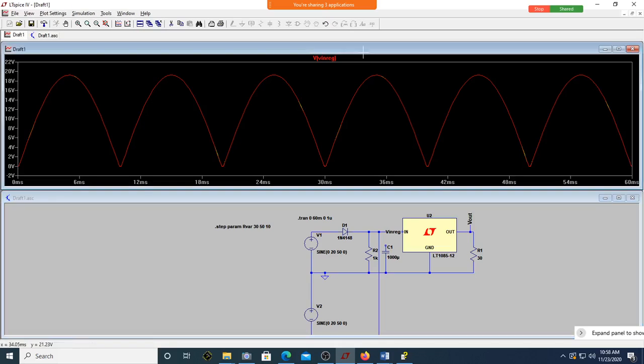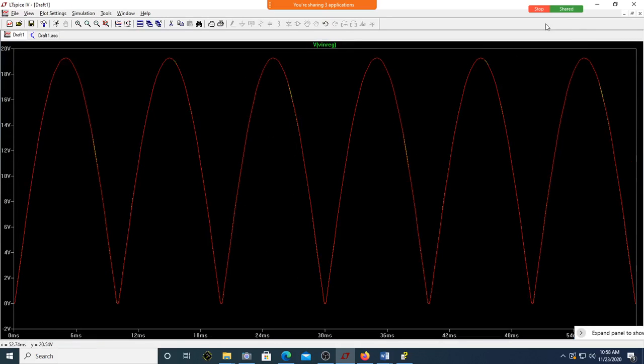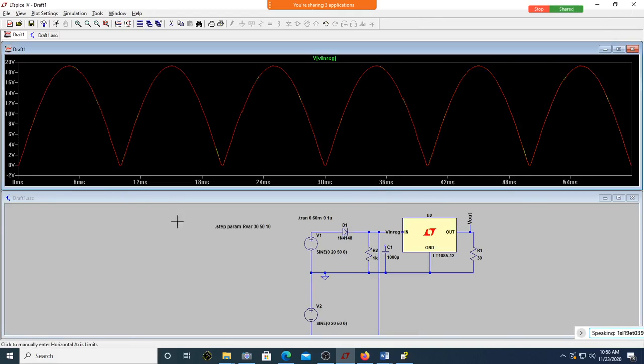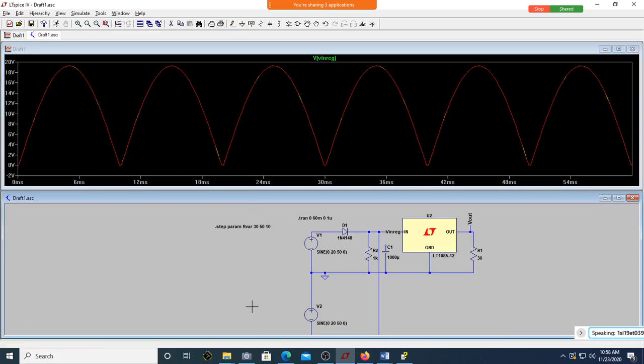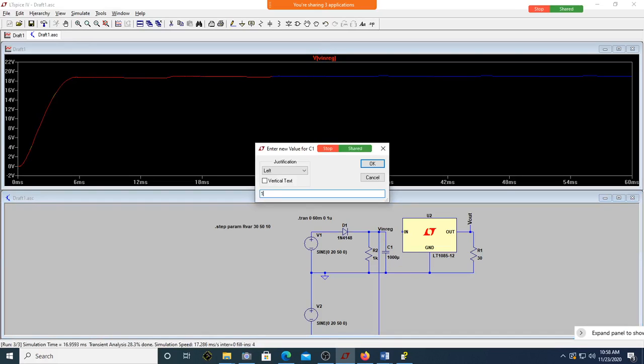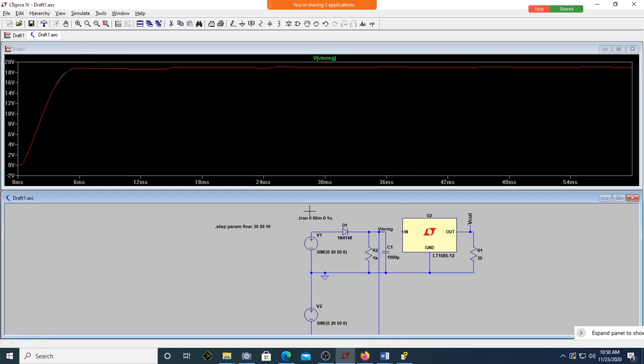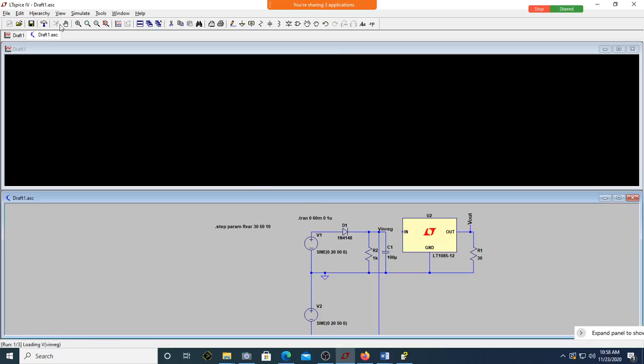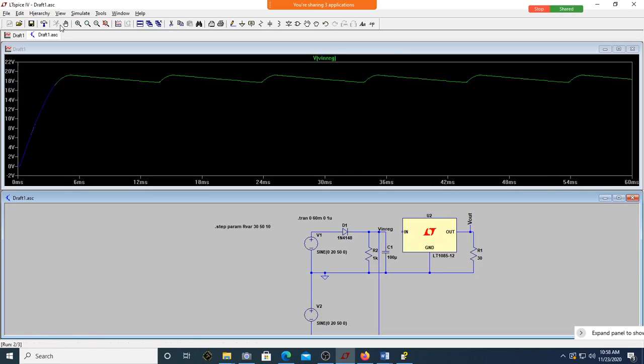Can you see this now? Yes, sir. This is full wave rectifier. If I put a capacitor, what happens? It has to drop it. Capacitor will make it triple voltage. Correct? I will reduce the value to maybe around 100 microfarad. I will run it. Fine. You can verify the ripple voltages.